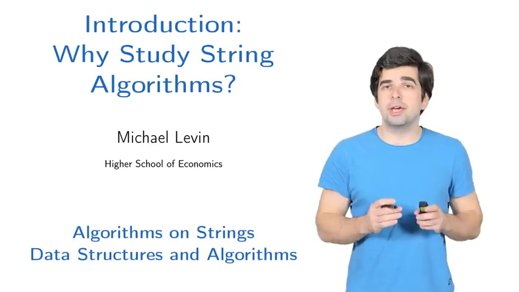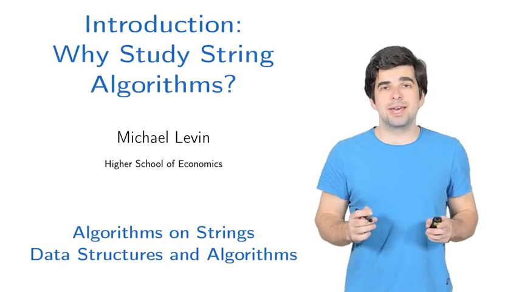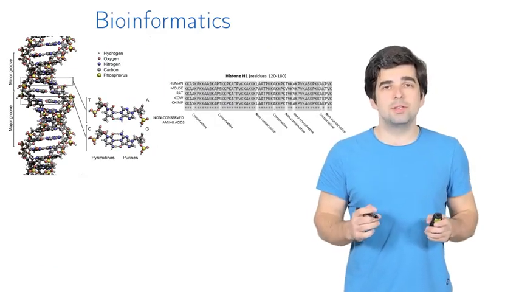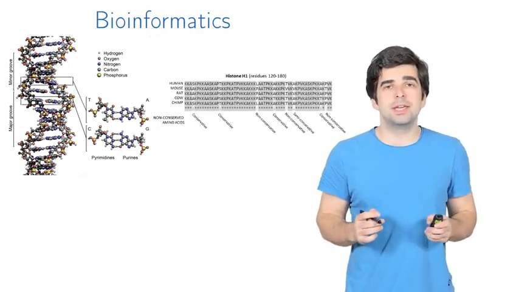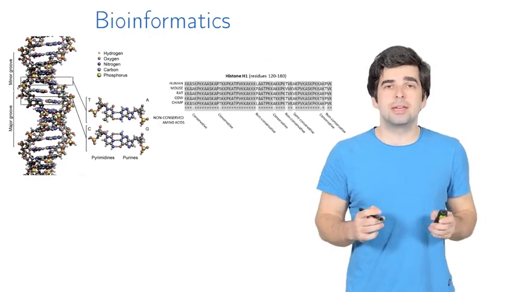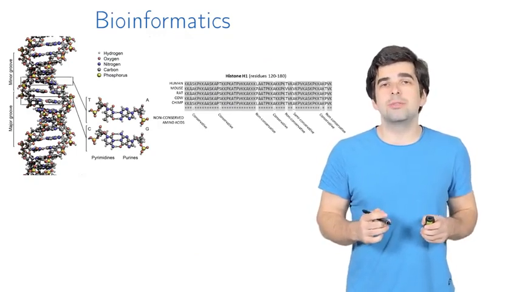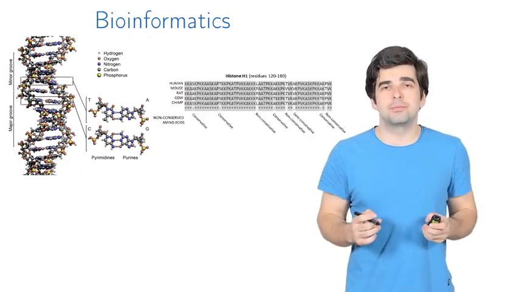String algorithms are everywhere. They underlie both things that you use every day and some exciting cutting-edge research. One of the research areas that makes heavy use of string algorithms is bioinformatics. It studies DNA and genes of humans, animals, and primitive organisms. Genes determine how the organism will develop and which genetic diseases are likely to happen.